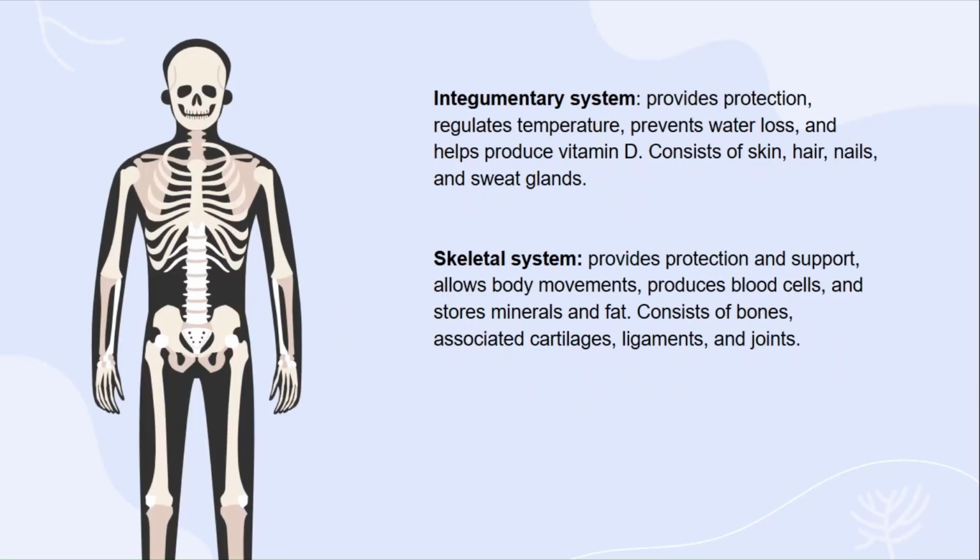The next system is the integumentary system. The integumentary system provides protection, regulates temperature, prevents water loss, and helps produce vitamin D. And it consists of the skin, hair, nails, and sweat glands. Next is the skeletal system. The skeletal system provides protection and support, and it also allows body movement, produces blood cells, and stores minerals and fats. And it consists of bones, associated cartilage, ligaments, and joints.